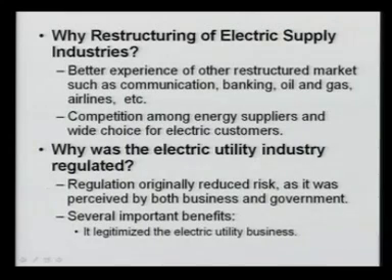Now let us see why we are going for the restructuring of the electricity supply industry. The better experience of other restructured markets such as communication, banking, oil and gas, and the airlines are the examples. For example, when the mobile business was introduced, it was 40 rupees per minute for outgoing and almost 20 rupees for incoming. But nowadays we are having 10 paisas and 20 paisas per minute. This is the age of competition, and with the help of competition the prices are very reasonable.